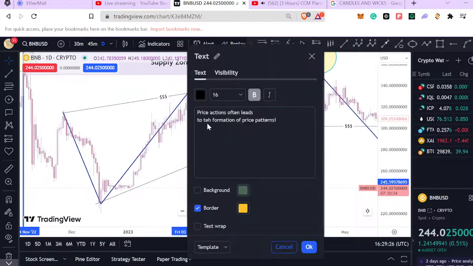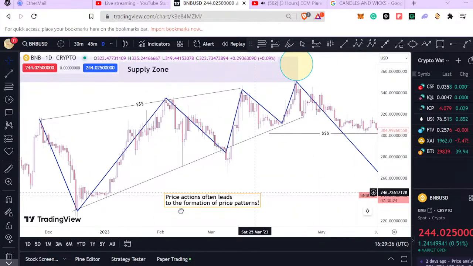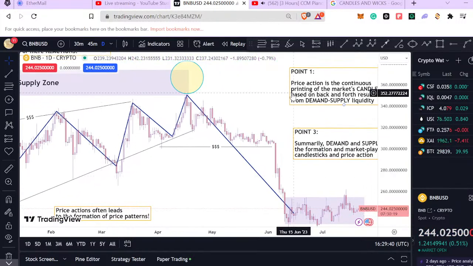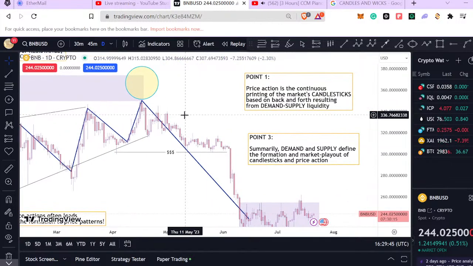I think we'll talk about price patterns some time in one of our series, the ABCD of trading. Very important. And then we've defined the price action as the continuous printing of the market candle based on back and forth resulting from demand and supply liquidity. We also say summarily, demand and supply defines the formation of the market play out, candlestick and of course price action. So I think that's very important for us to just take up.